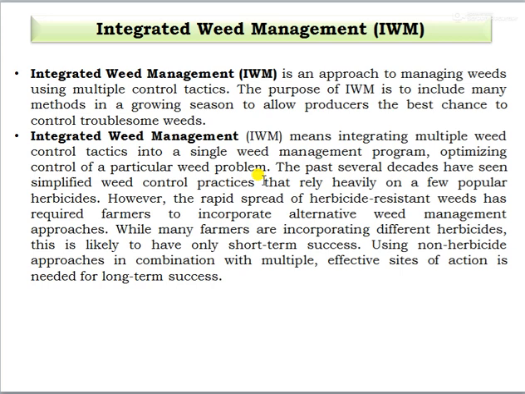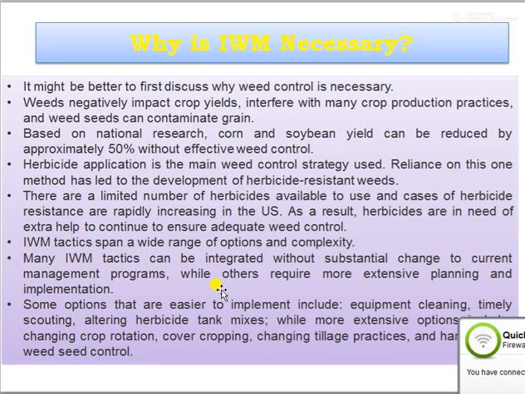In the past several decades, weed control practices have been simplified and rely heavily on a few popular herbicides. However, the rapid spread of herbicide resistance has required farmers to incorporate alternate weed management approaches. While many farmers are incorporating different herbicides, this is likely to have only short-term success. Using non-herbicide approaches in combination with multiple effective sites of action is needed for long-term success. That is the IWM.